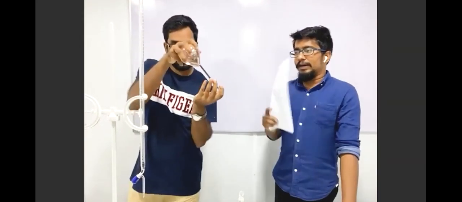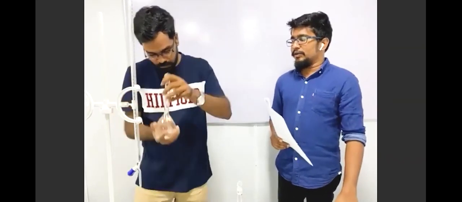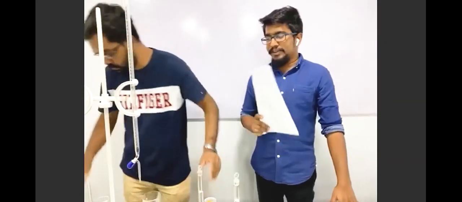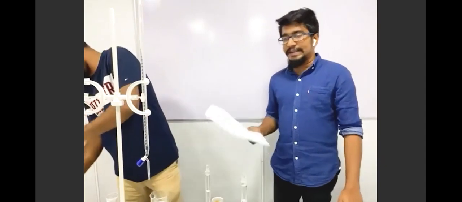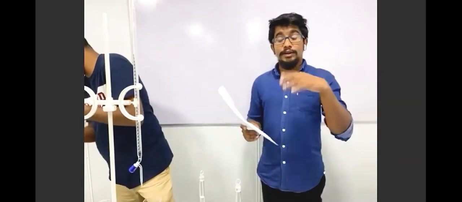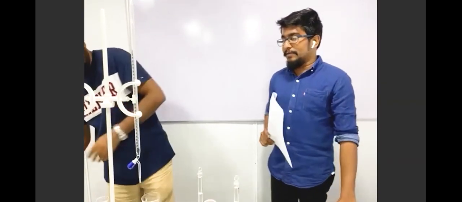Otherwise, the concentration may be different: at the bottom, it's more concentrated, and at the top, it might be less concentrated. So therefore, we mix thoroughly to get a homogeneous solution. Homogeneous means the concentration everywhere is the same. So these terms you have to use when you write down the answers in paper 5.